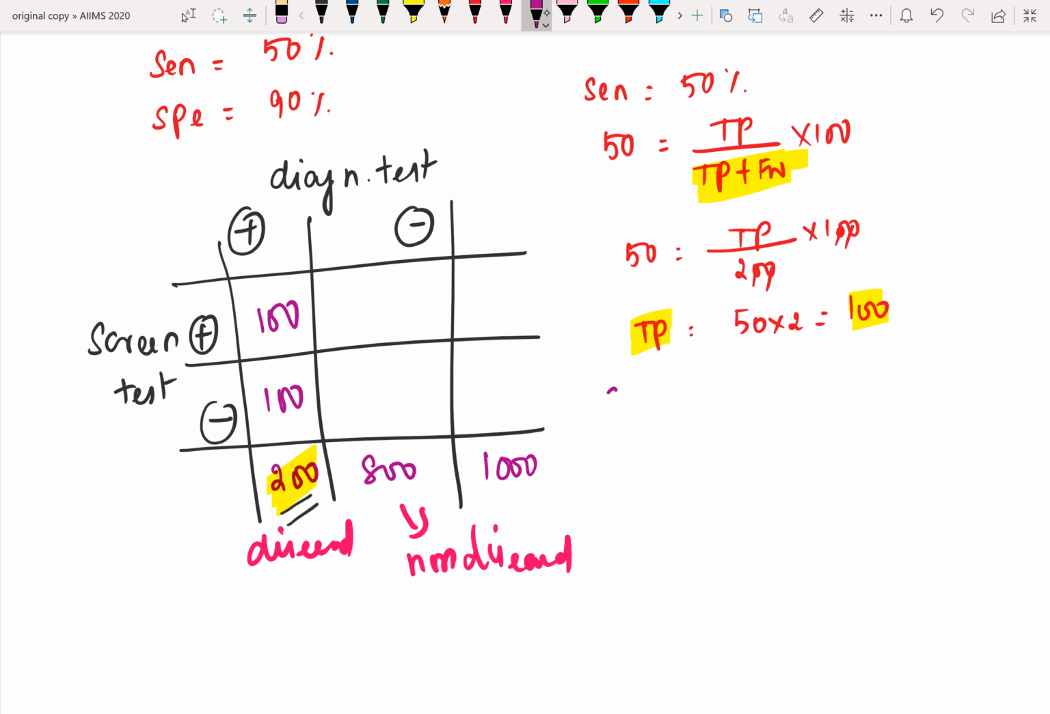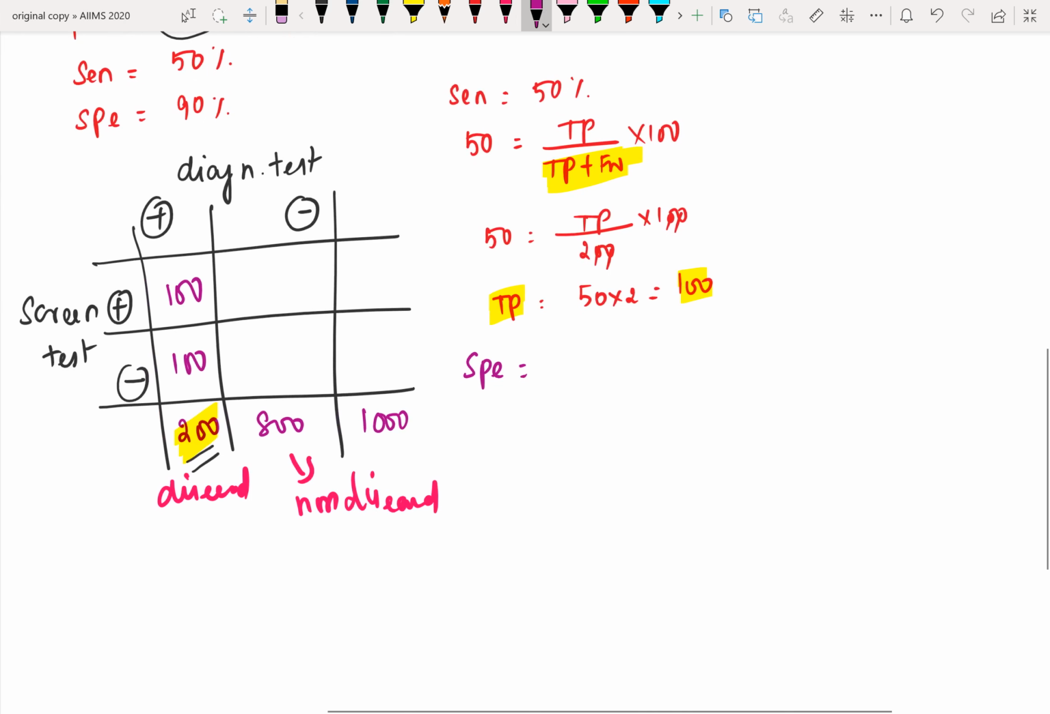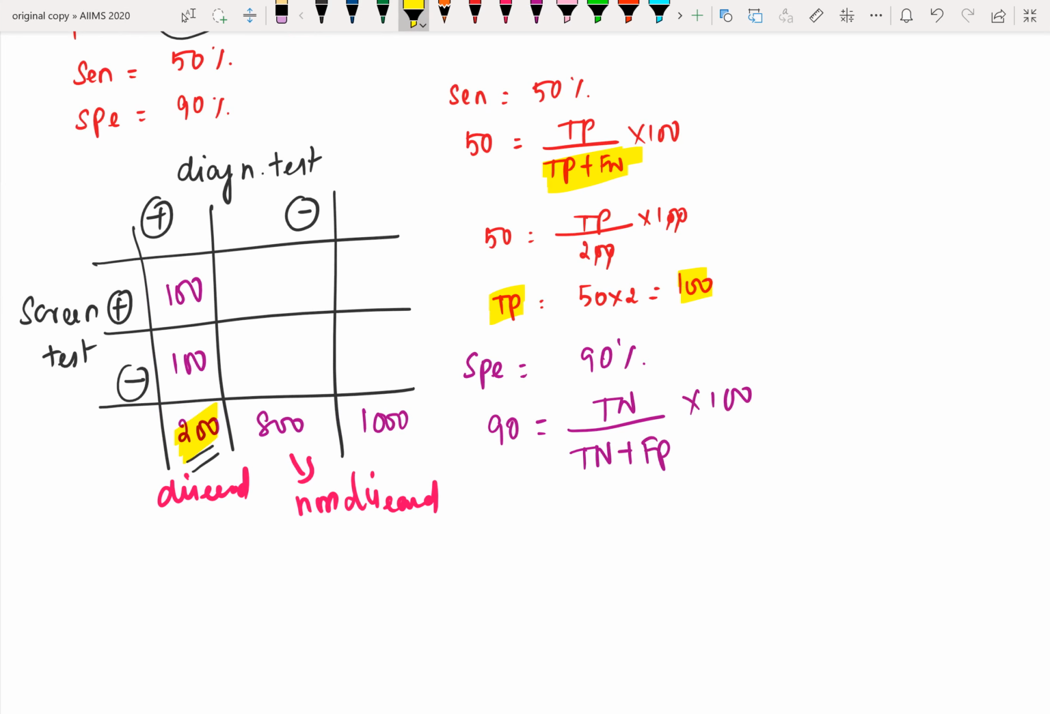Next is specificity. We will see what the formula is. It is 90% they have given. 90 is equal to true negatives by true negatives plus false positives multiplied by 100. What is this value? Yes, that is the non-disease, that is 800.